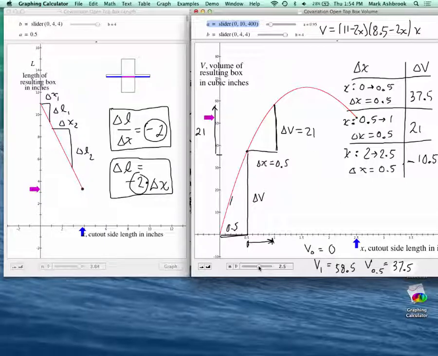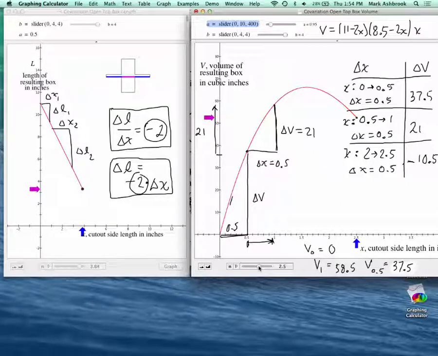Just comparing, right? With the length quantity versus the side of the cutout, you get a constant rate of change. Every time you increase the length of the cutout, the length of your box goes down twice as much as how much you increase the cutout length.